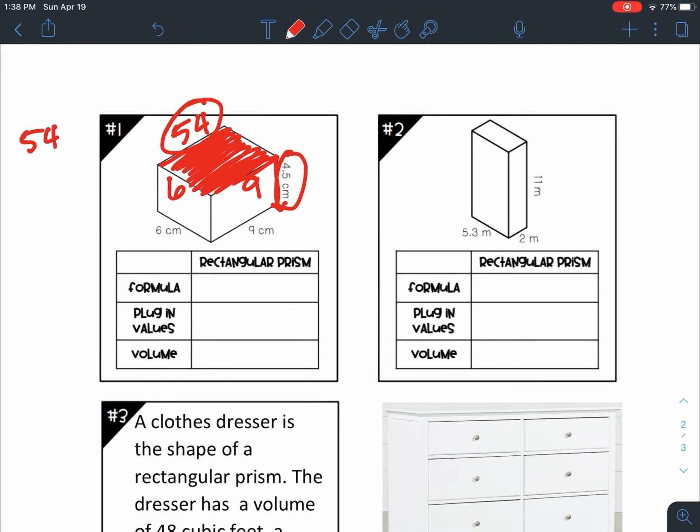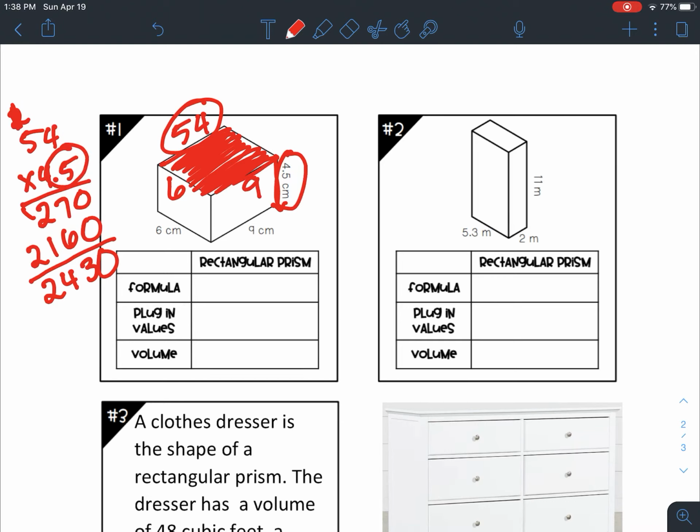So 54 times 4.5. 5 times 4 is 20. 5 times 5 is 25, plus 2 is 27. Add a 0. 4 times 4 gives us 16. 5 times 4 is 20, plus 1 is 21. Here I have 0, 13, 4, 2. Now I have one place after the decimal.